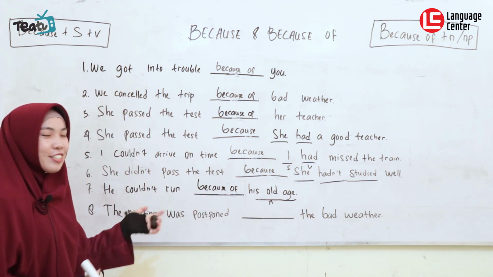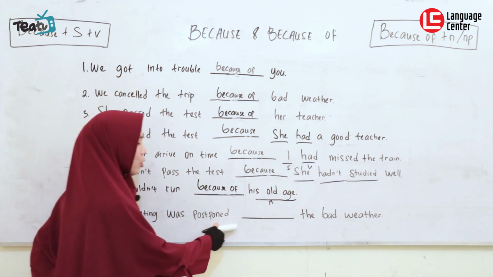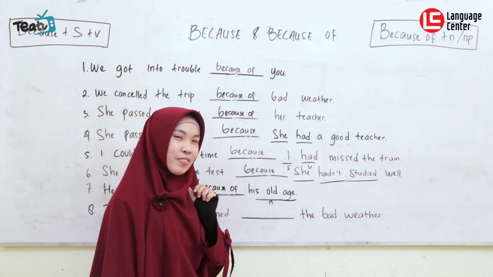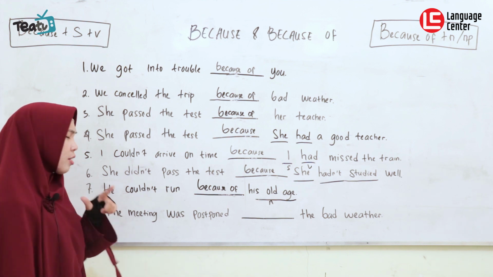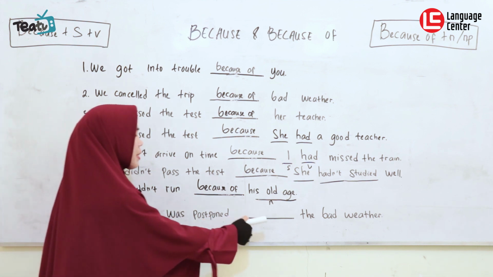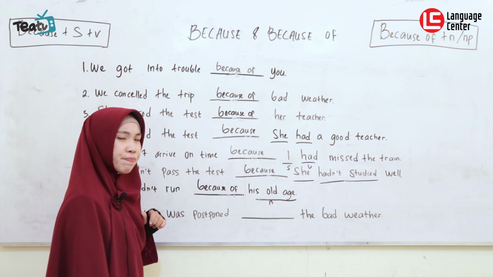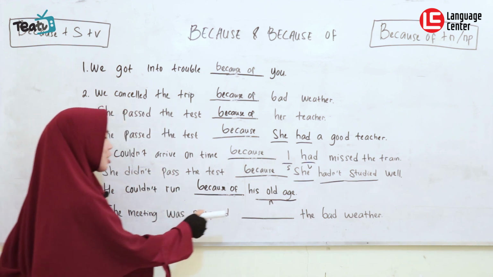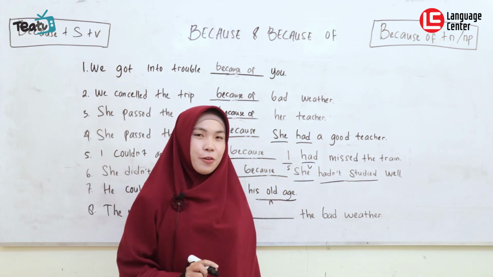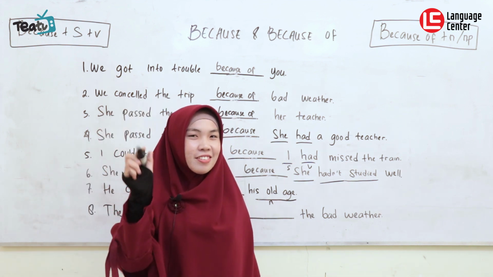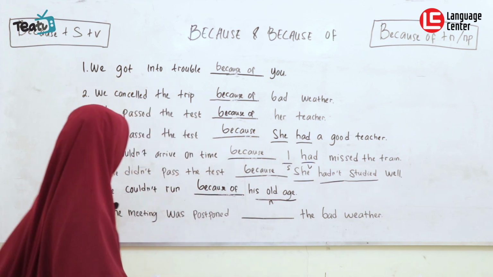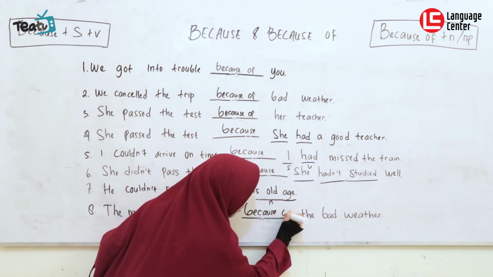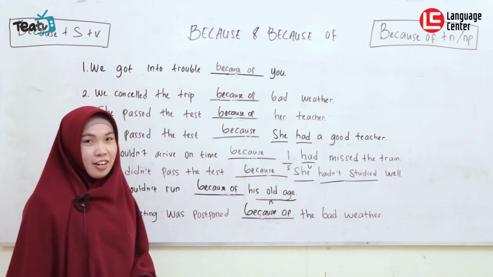And the last one. The meeting was postponed, blank, the bad weather. Should we say the meeting was postponed because the bad weather? I think it's not good. Or should we say the meeting was postponed because of the bad weather? Which one? Okay, good. The meeting was postponed because of the bad weather.